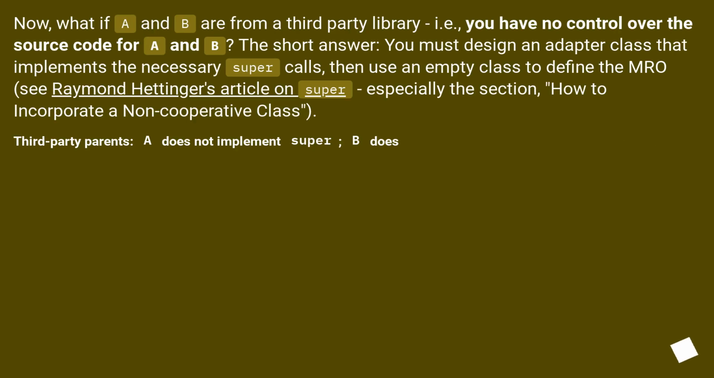Now, what if A and B are from a third-party library, i.e., you have no control over the source code for A and B? The short answer: you must design an adapter class that implements the necessary supercalls, then use an empty class to define the MRO. See Raymond Hettinger's article on super, especially the section, How to Incorporate a Non-Cooperative Class. Third-party parents, A does not implement super, B does.